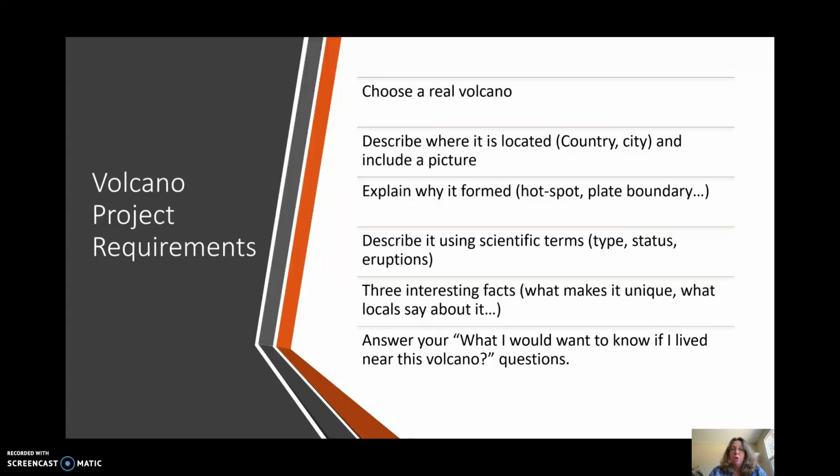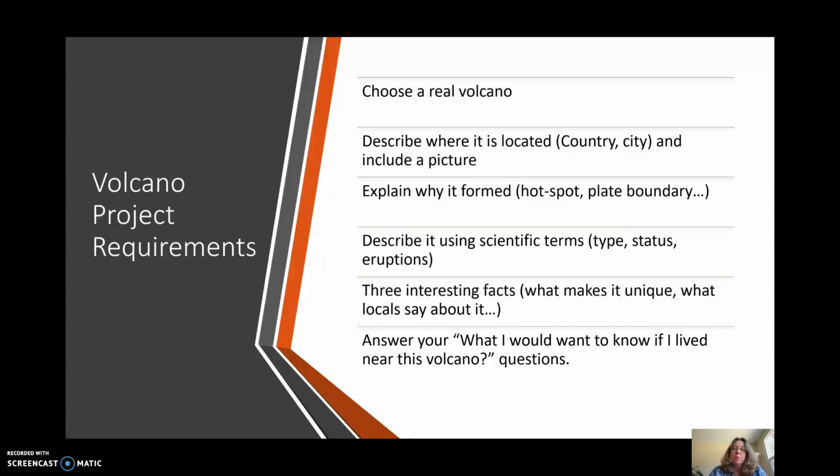Like Mount Kilimanjaro. There are all sorts of interesting and fun volcanoes, or even keep it local, Mount St. Helens, which is north of us. So pick one that's interesting to you. Then you're going to describe where it's located, the country and the city, and include some pictures, at least one, so we can see what that volcano looks like.